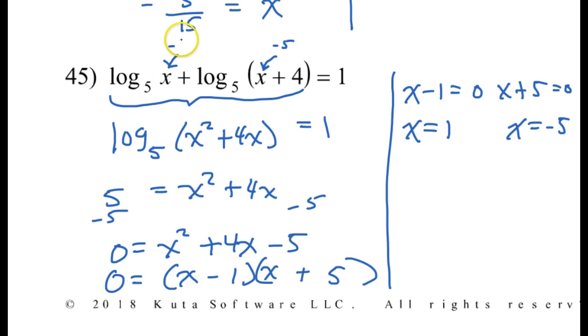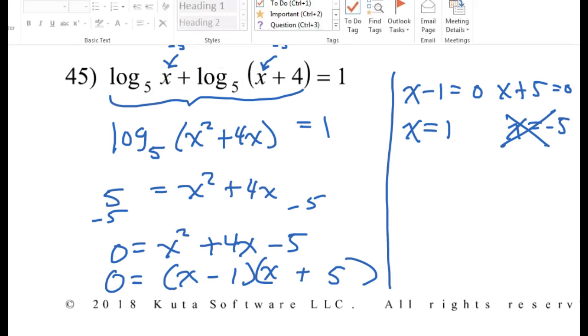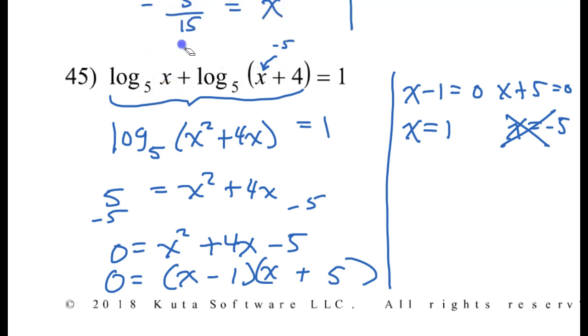Wait, you can't see all that. If I put in negative 5 right here, I have the log of a negative number. So then the negative 5 is extraneous. Got to throw that out. But 1 is fine. If I substitute in 1 in either position, that's going to be a positive result. So I'm only going to have one solution to problem number 45. X equals 1.